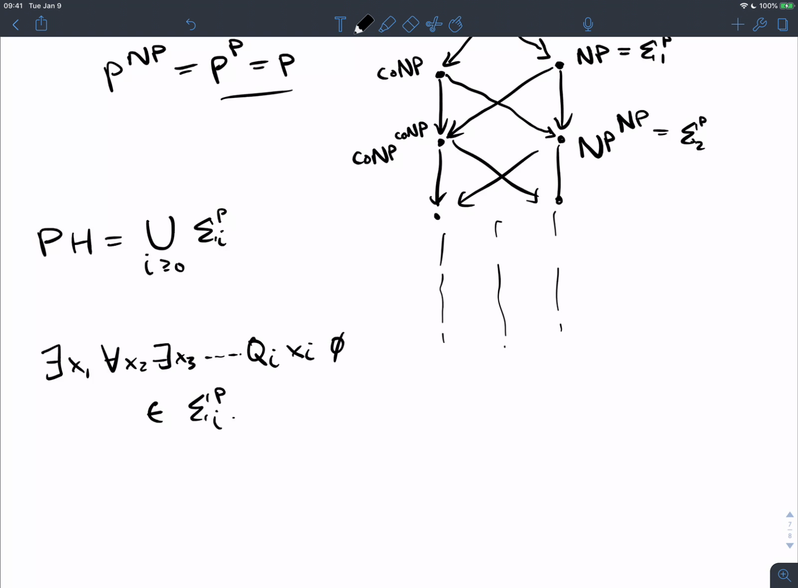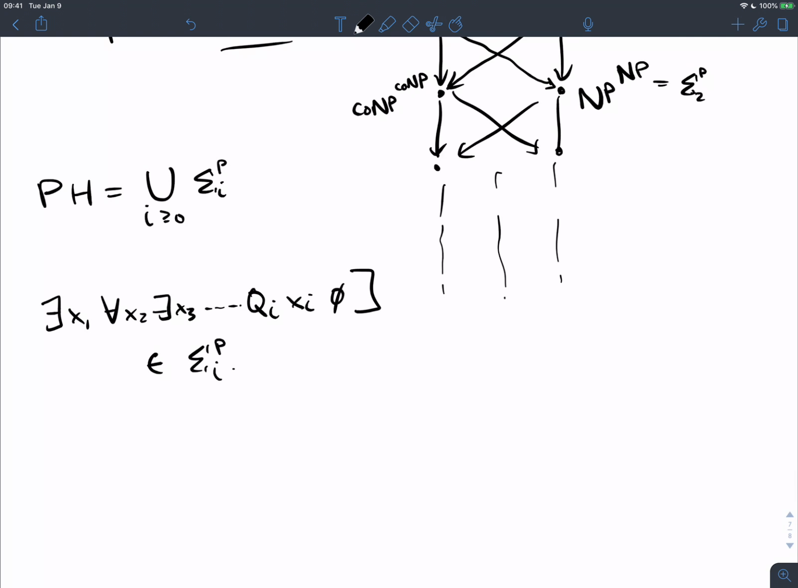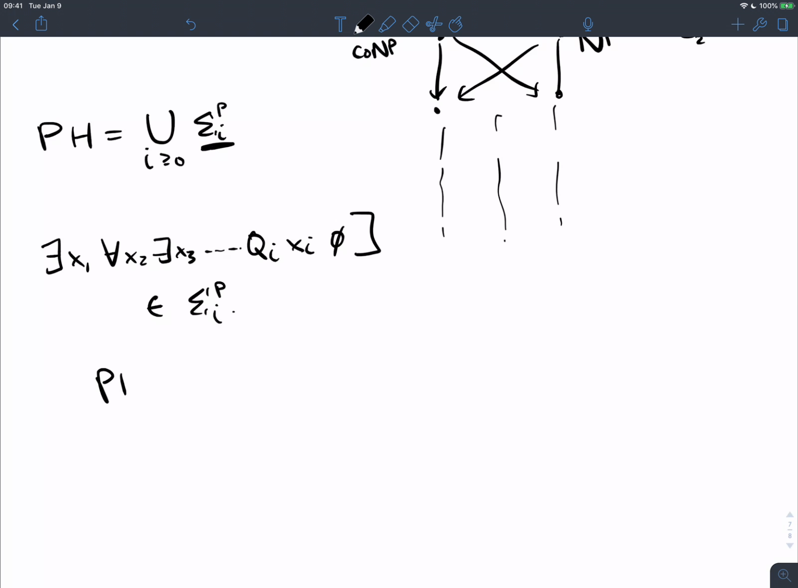Okay, cool. So what does that tell us? Since this is a special case of the TQBF problem, which is PSPACE-complete, this tells us that every single one of these layers is a member of PSPACE as well. So in fact, PH is a subset of PSPACE.